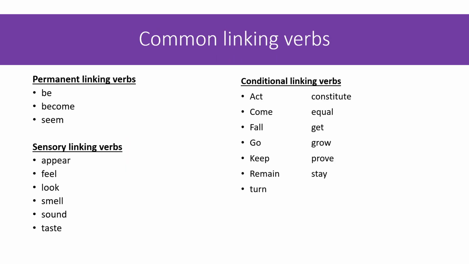Here is a list of the different types of common linking verbs. Firstly, we have permanent linking verbs like be, become, or seem. Our sensory linking verbs: appear, feel, look, smell, sound, and taste. And then conditional linking verbs like act, come, fall, go, keep, remain, turn, constitutes equal, get, grow, prove, or stay.